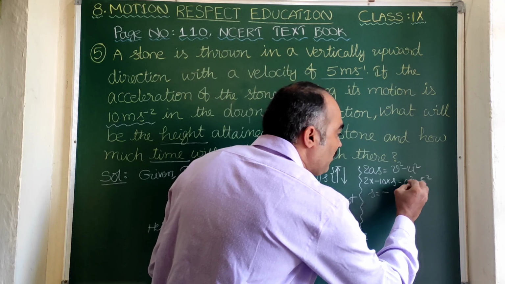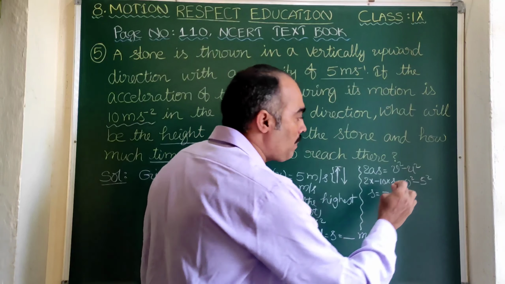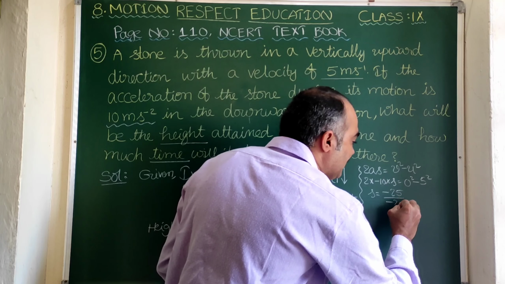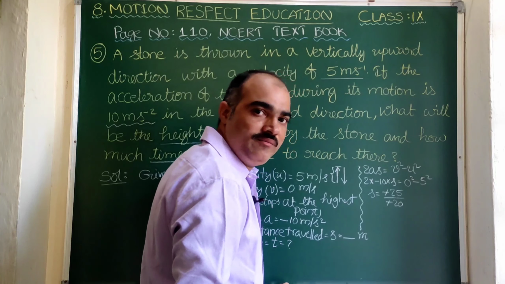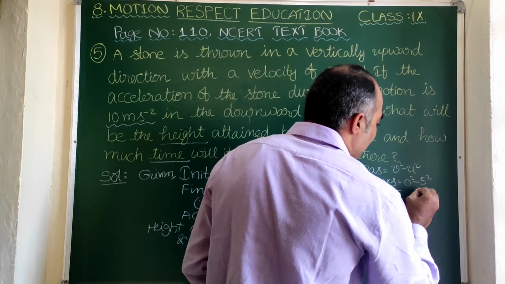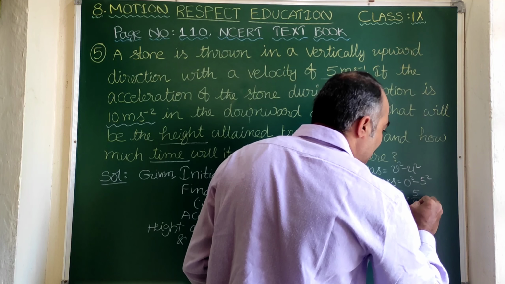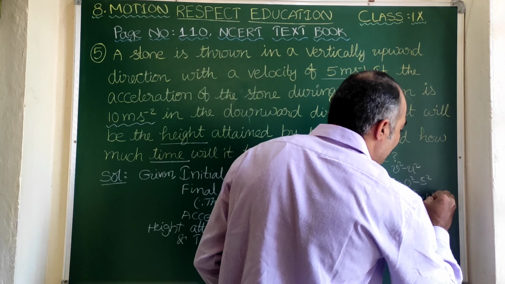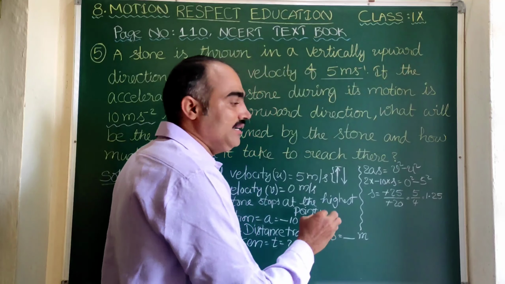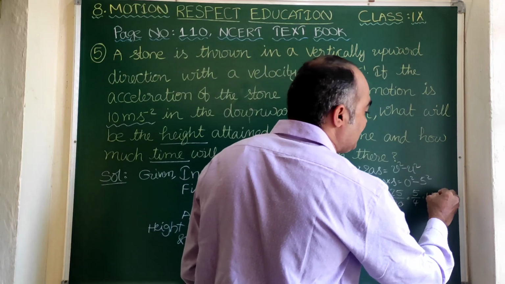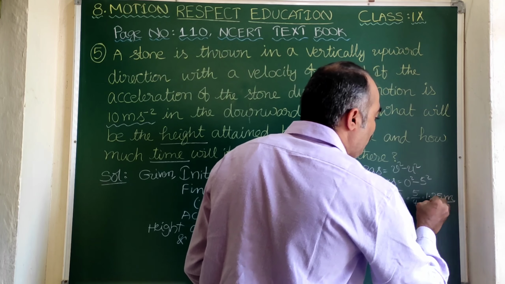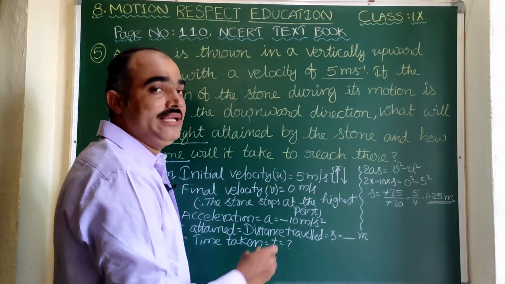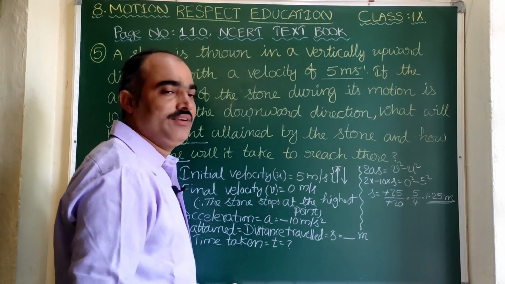s is equal to 0 square is 0, minus 5 square is 25. 0 minus 25 by minus 20. Minus minus get cancel. So here 5 fives are 25 and 5 fours are 20. On simplification this is 1.25. Since the height or the distance is measured in meters, so 1.25 meters. That is the height attained by the stone during this time interval.